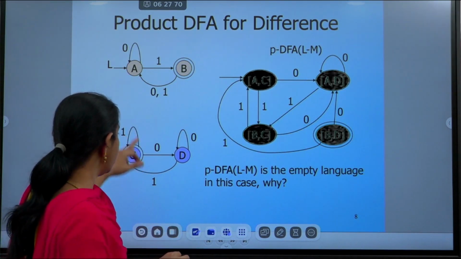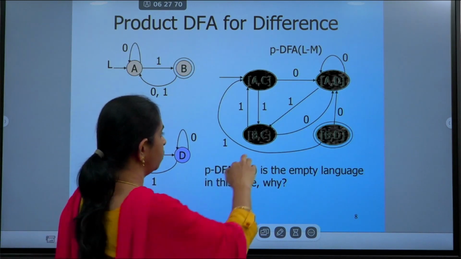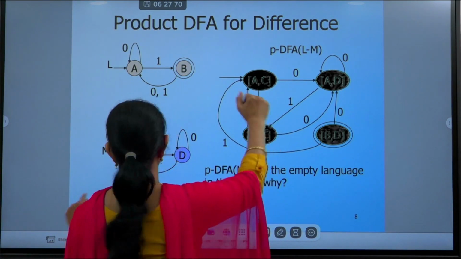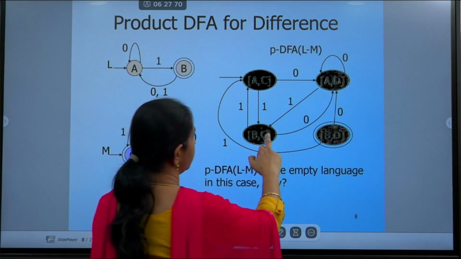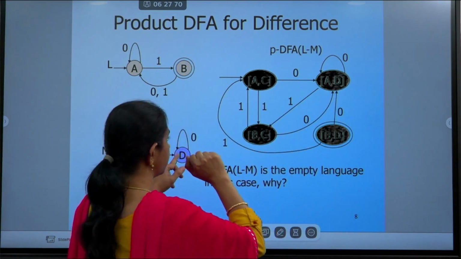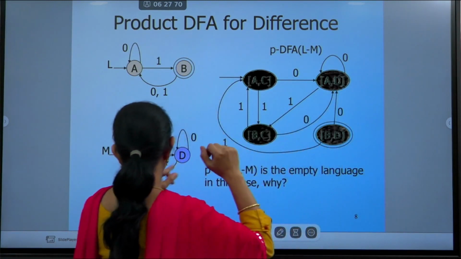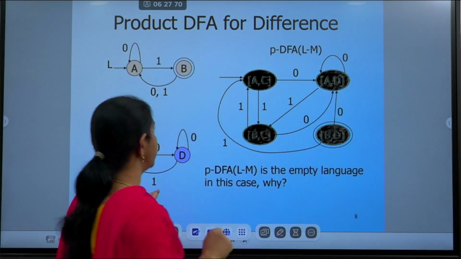So on C, on input alphabet 1, C goes to C, and also C to D we have the 0. And also we have the initial state D to D itself on 0. So here we have D, and D to C we have the 1 transition.